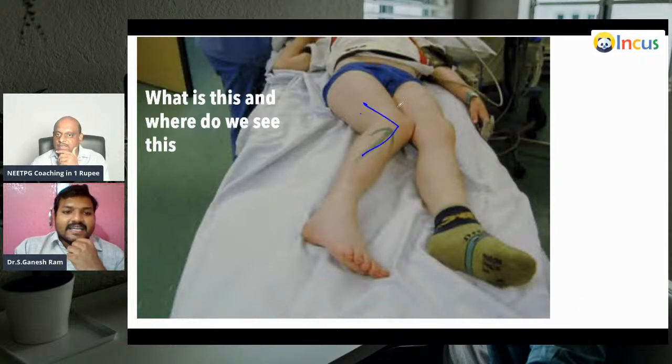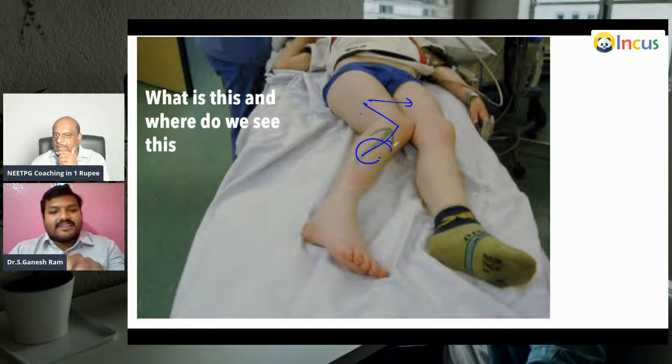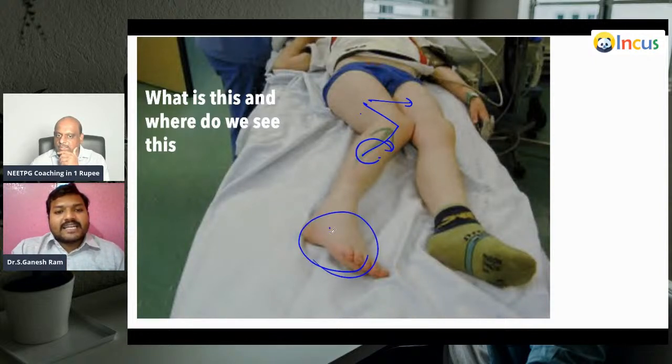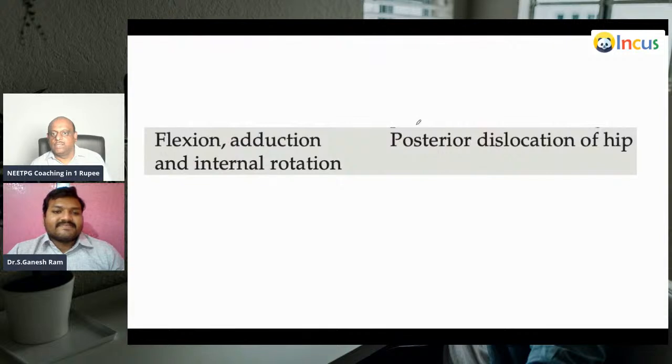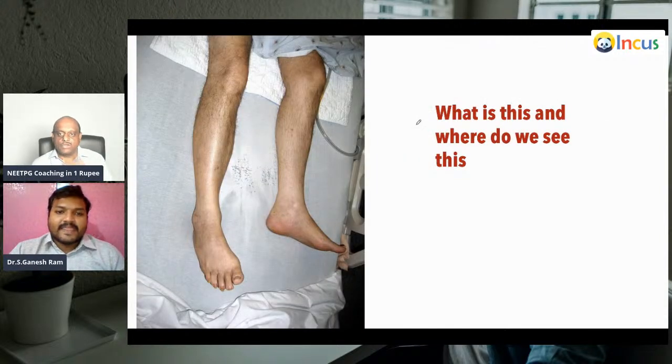So this is flexion, this is adduction. Flexion, adduction, and internal rotation. You can see the rotation by the patella. The patella is facing medially. It means the limb is internally rotated. Great. Then what is this, doctor?